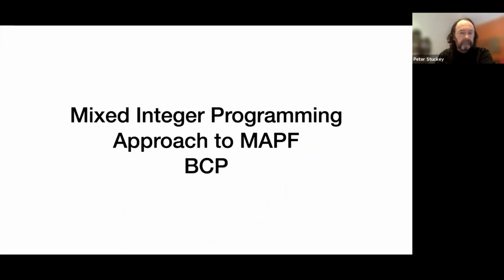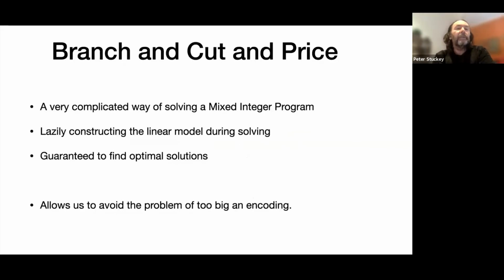Okay, so let's look at a mixed integer programming approach to the same problem. What we're going to use is branch and cut and price. Many of you in this audience will know what it is, but it's a very complicated way of solving a mixed integer program by lazily constructing the linear model during solving. It's guaranteed to find optimal solutions, and it allows us to avoid the problem of too big an encoding, which of course is exactly the problem that we've got here with any kind of naive approach to MAPF.